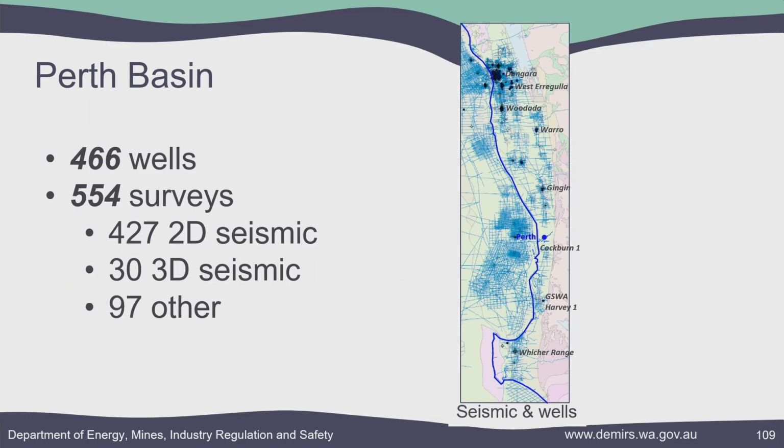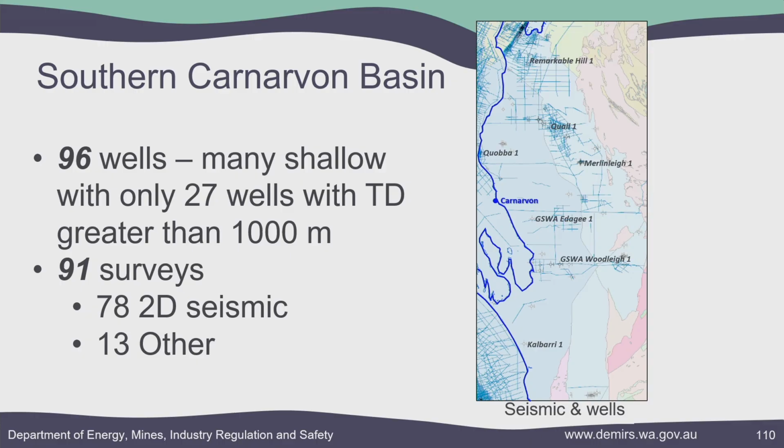I'll just cycle through some of the basins very quickly just to show the volume of data that we have in each basin. In the Perth Basin, we can see there's a lot of wells. A lot of them are offshore actually, and there's extensive 2D data and some 3D data, most of it again offshore. The other surveys include electromagnetic, gravity, magnetic surveys, and some geochem. So we'll just cycle through some of the data. See, there's a lot of data in the Perth Basin, not a lot of data in the Carnarvon Basin.